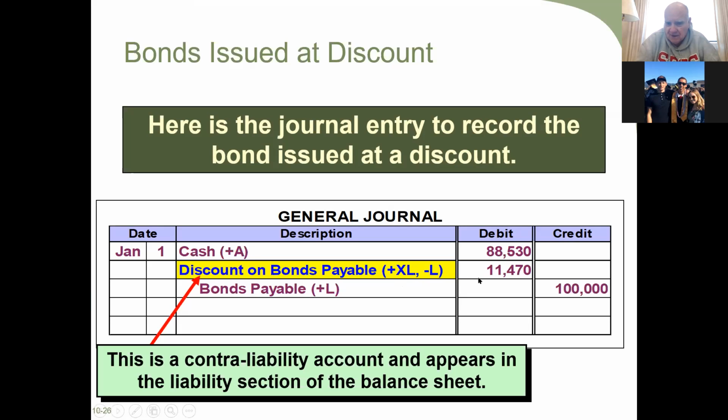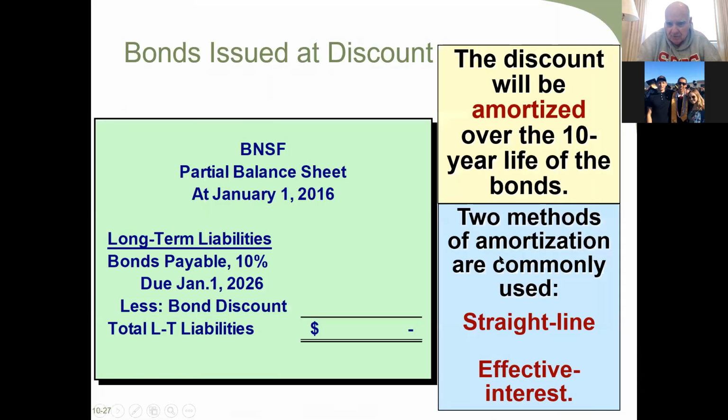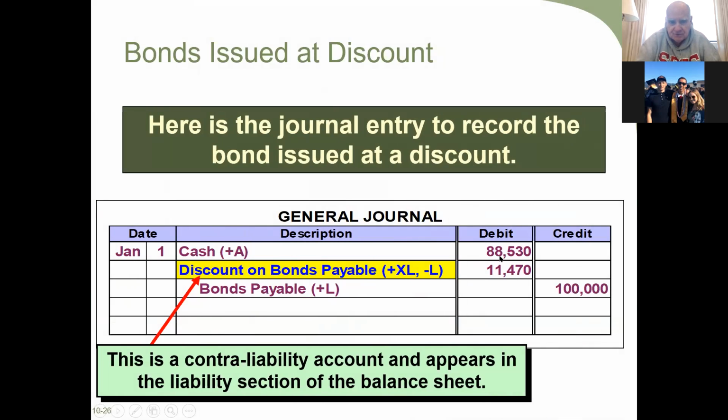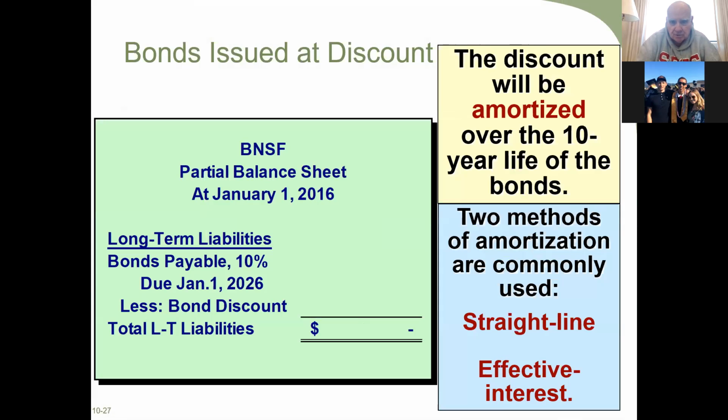And we now have to amortize. How much do we have to pay at the end? 100, right, Daniel? Yeah. The net book value of this bond right now is only 88,000. We got to get this 88,530 number up to 100,000 by the end of the bond's life. And that's the process we're going to look at now. Bonds issued at a discount.